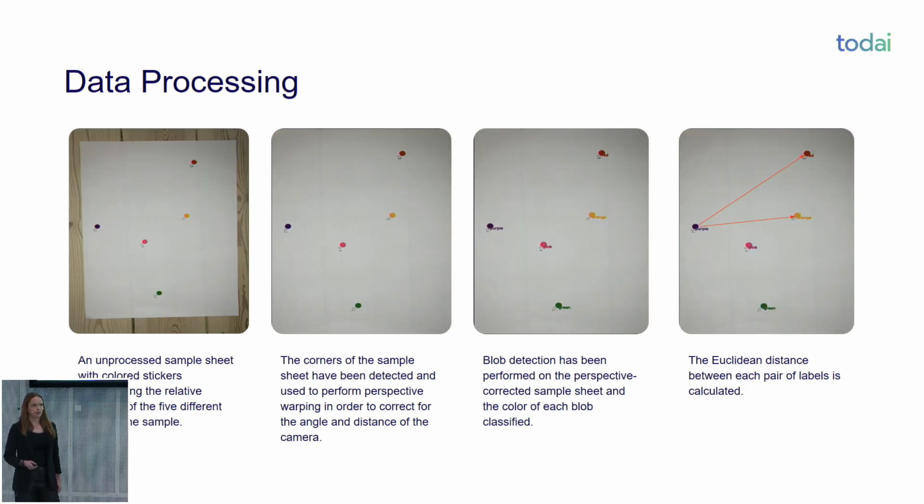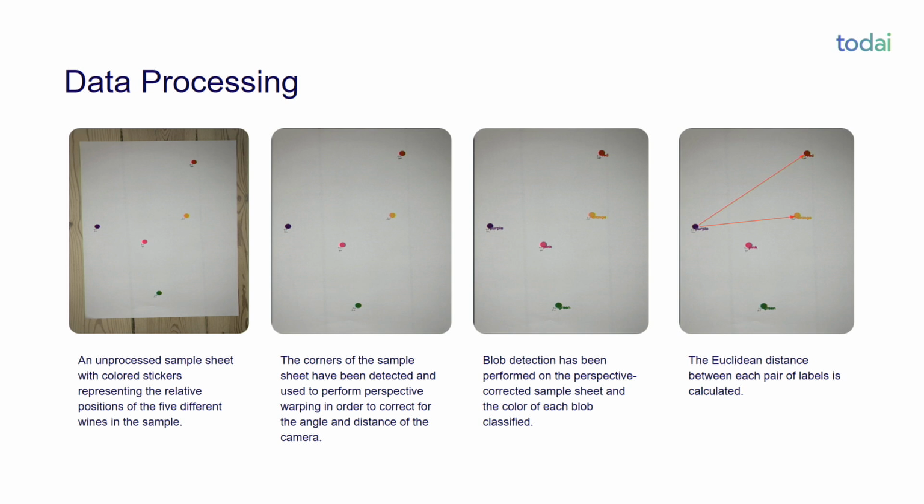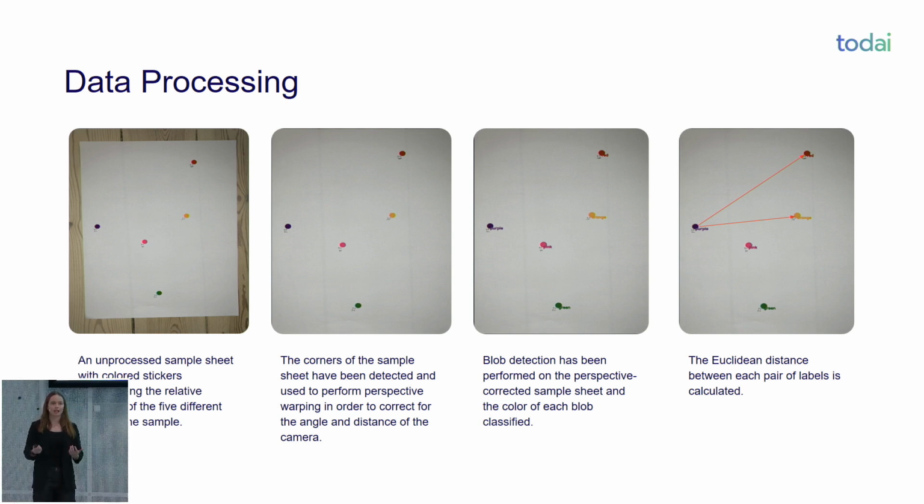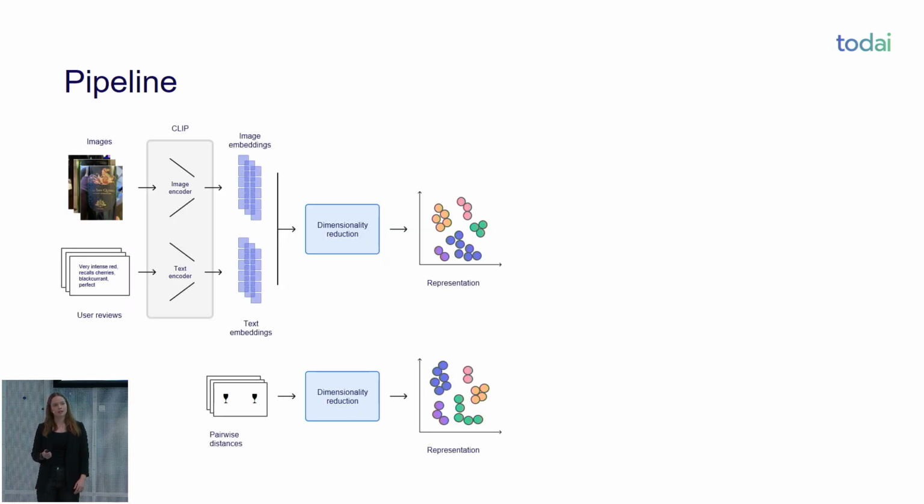This yielded a bunch of data points that looked like this, where we had papers with stickers on them, where each sticker represented a specific wine and the distances between them, the similarities. We applied computer vision methods to detect the dots, their color, and then we calculated the distances. This essentially yielded a distance matrix or list of pairwise distances that we processed and then yielded a representation.